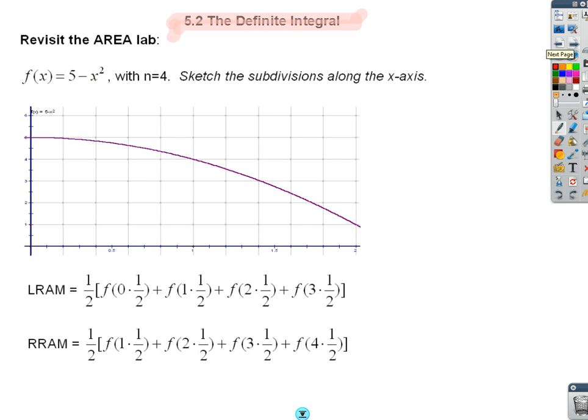In our area problem that I originally had, we sketched it in and we had n equals 4. Again, my delta x for this one, because I'm going from 0 to 2, is 2 minus 0 all over 4, which is equal to 1/2. So I'm going to sketch my subdivisions in there. My first one started here at 0, then I'm at 0.5, then at 1, then at 1.5, and then at 2.